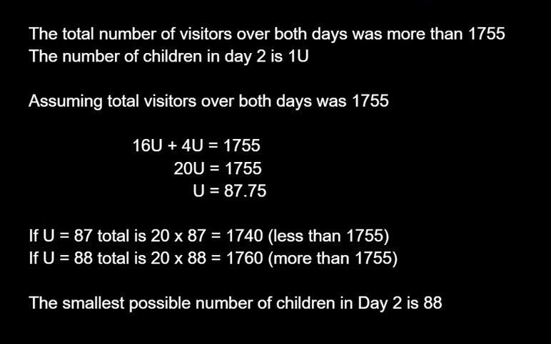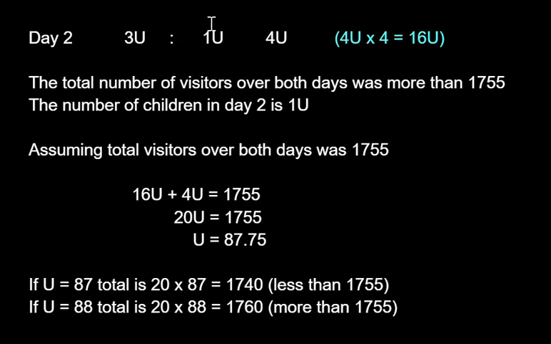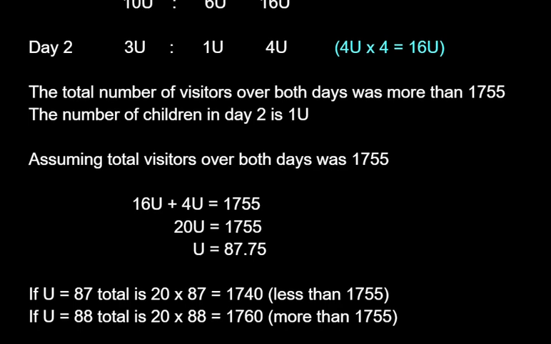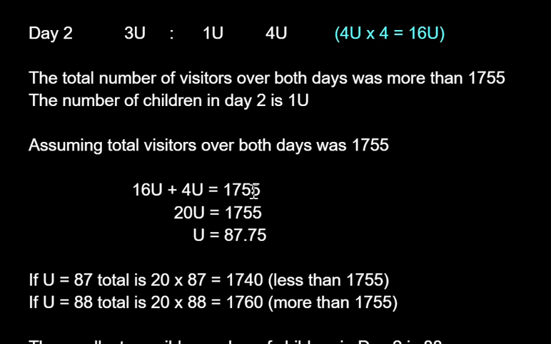Next, we proceed. The total number of visitors on both days was more than 1755. This is what was given, and we are supposed to find the number of children in day 2. In this case, children in day 2 is actually 1 unit. Since we know that it's going to be more than 1755, but we do not know whether it is 1756 or 1757 and so on, we just assume that it was 1755. The total is 16 and 4, so the total is 20 units. 20 units is 1755.